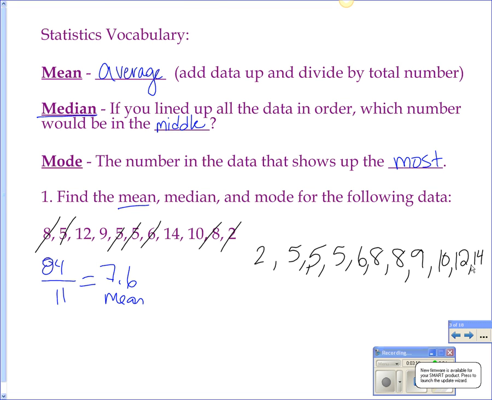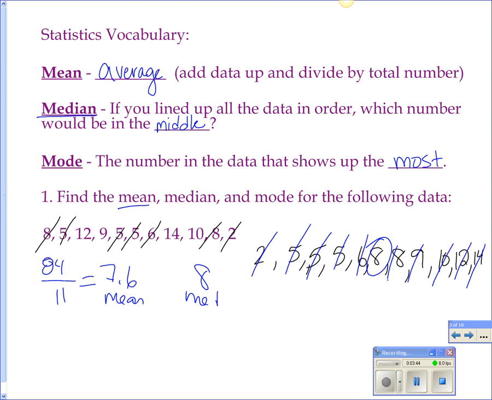All right. Then to find the one in the middle, you're going to slash from each end. So I'm going to slash here and here. Slash here and here. Slash here and here. So what's in the middle? 8. So 8 is the median. You have to put them in order before you pick the middle one.